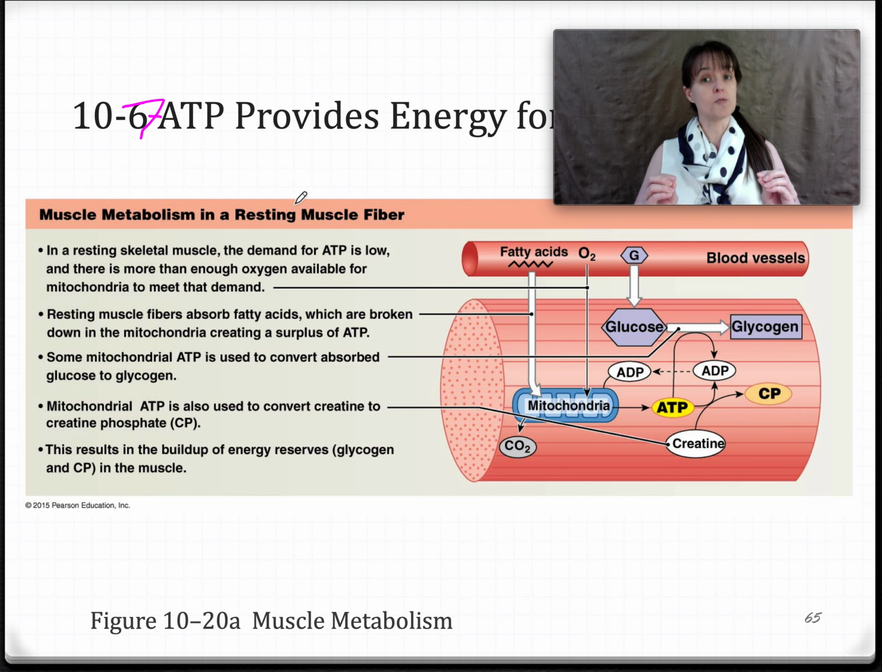ATP is made in which organelle? The mitochondria. 90 some odd percent are made in the mitochondria. There are ways to make them outside of the mitochondria. It just doesn't make as much ATP. Okay. Muscle fibers use a lot of ATP, so we expect them to have a lot of mitochondria.